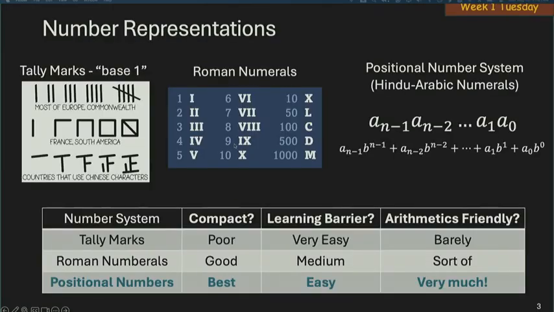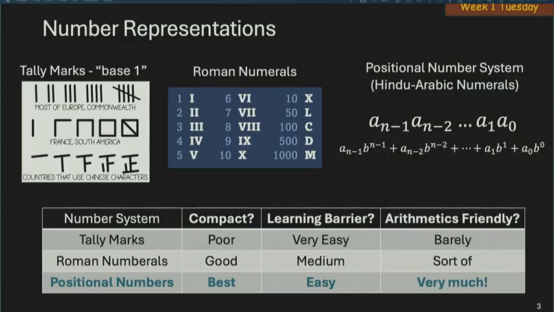So we started our conversation in this class with number representation. We talked about tally mark, which is base 1. You put down one stroke for each unit of magnitude. And then that gradually evolved into Roman numerals, which is an additive system. So V represents 5, X represents 10, and to get the magnitude of a number, you just add up those numerals. And finally, we have the Hindu-Arabic numerals, a positional number system.